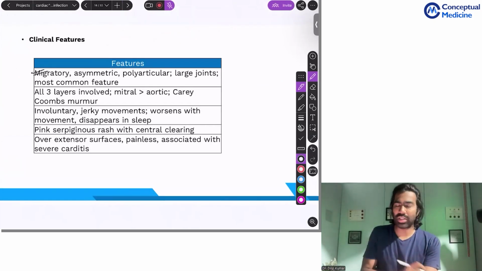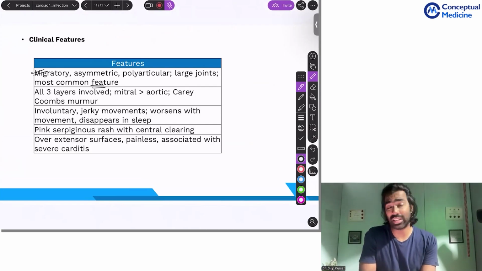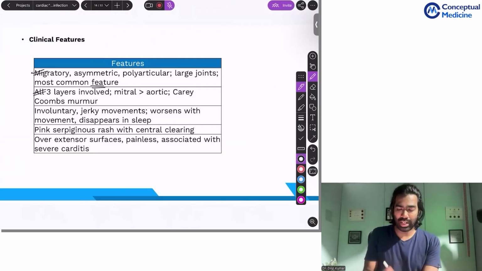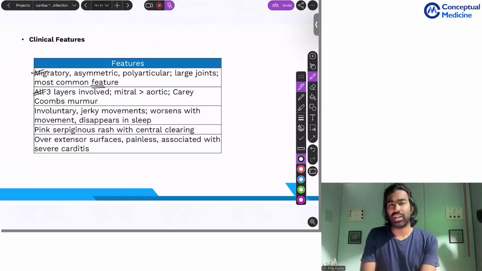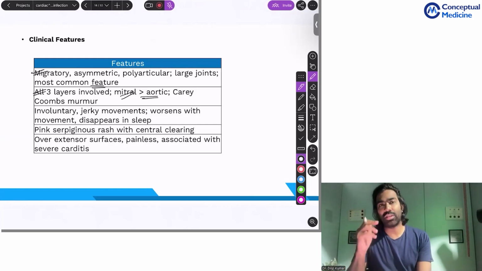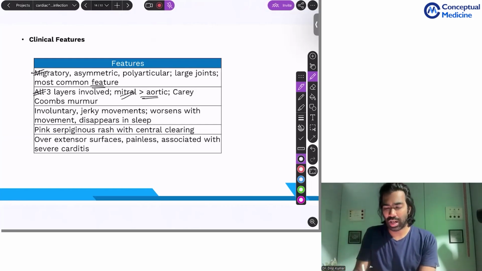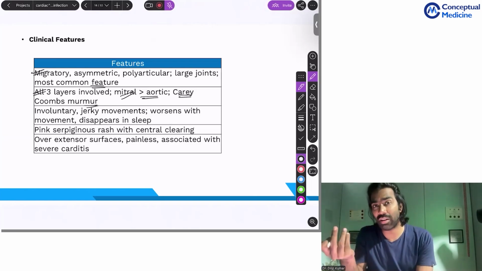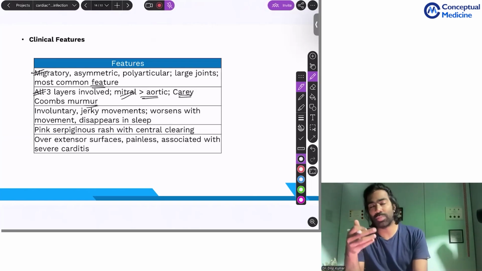Clinically, they're going to present with arthritis, the most common feature and the earliest feature. It's going to be migratory, asymmetric, polyarticular, large joint predominant arthritis. And all three layers of the heart are involved in carditis, like your myocardium, endocardium, and pericardium. The most common structure involved in the heart is the heart valve, and valvulitis is so common. Among the valves, the mitral valve is the most commonly involved, and patients can have Carey-Coombs murmur, which is a mid-diastolic murmur due to mitral valvulitis occurring in acute rheumatic fever.